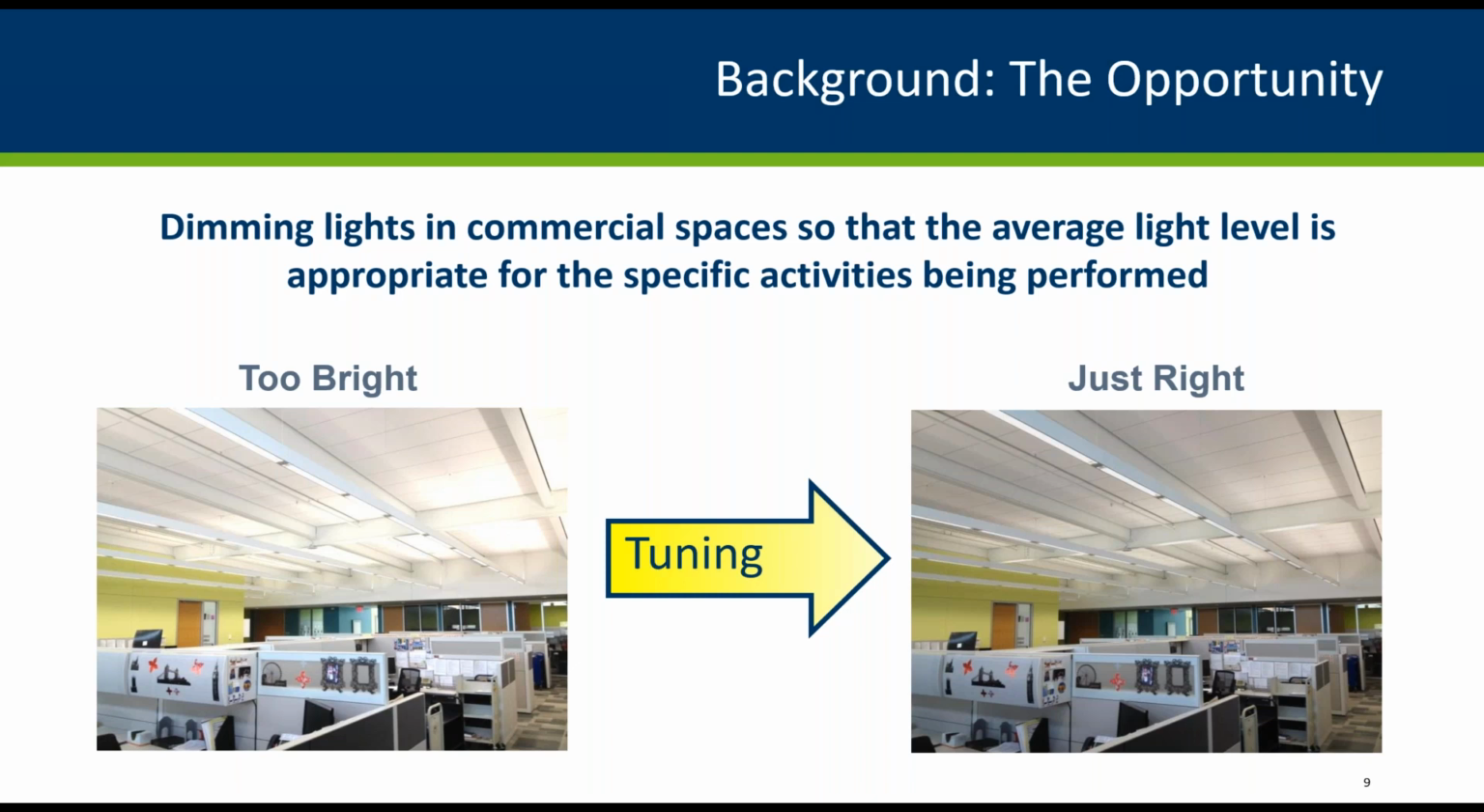However, the average light level in typical spaces in Minnesota, as well as associated lighting system characteristics, was not well understood. You may be wondering, what is task tuning? Well, simply stated, task tuning is the dimming of lights in commercial spaces so that the average light level is appropriate for the specific activities being performed.